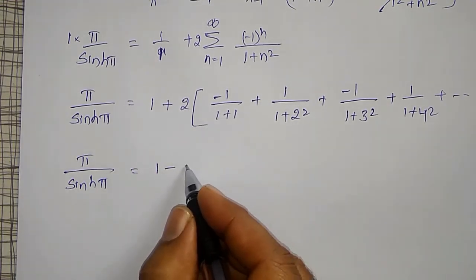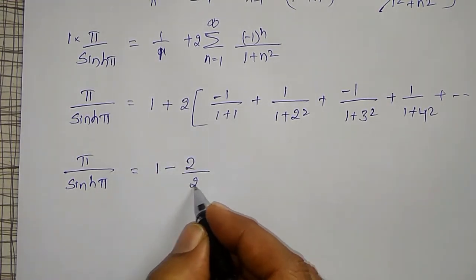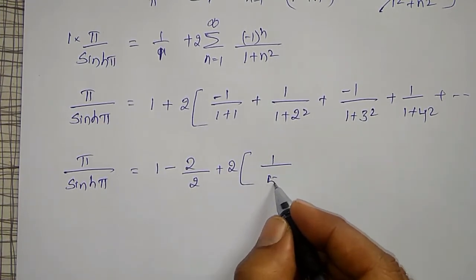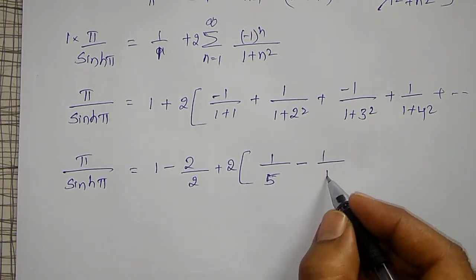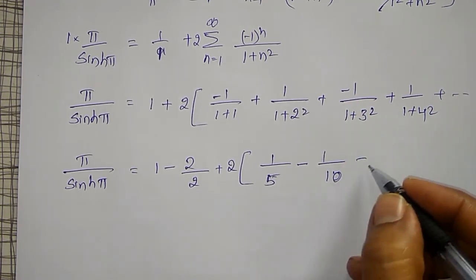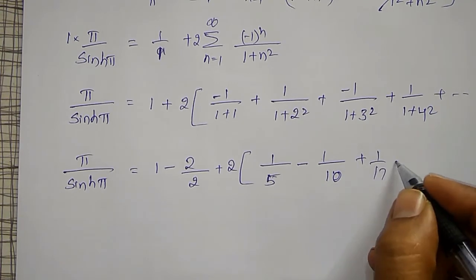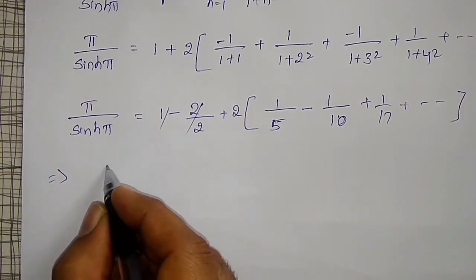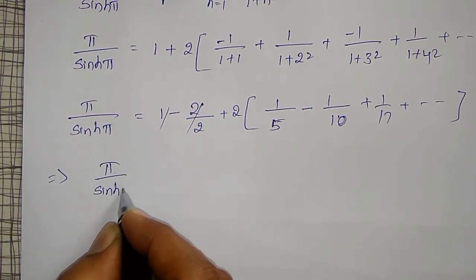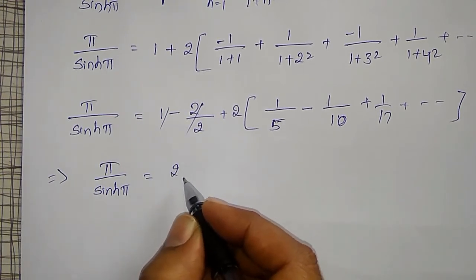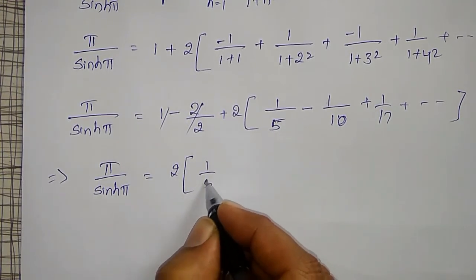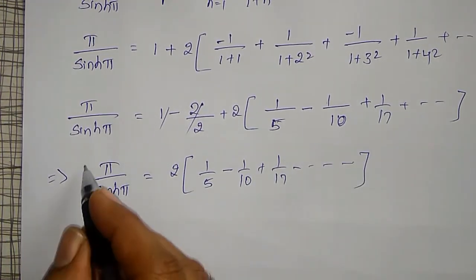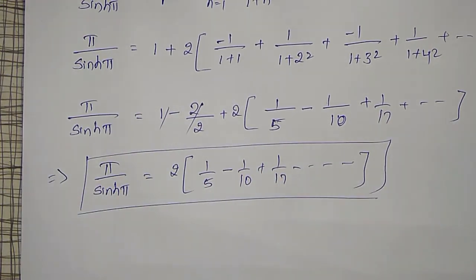1 minus 2 divided by 2, plus 2 into bracket, 1 divided by 1 plus, sorry, it is 5, minus 1 by 10, correct, plus 1 by 17 plus so on. Here 1 cancels, which implies pi divided by sine hyperbolic pi is equal to 2 into 1 by 5 minus 1 by 10 plus 1 by 17 minus and so on. This is the value of pi divided by sine hyperbolic pi.